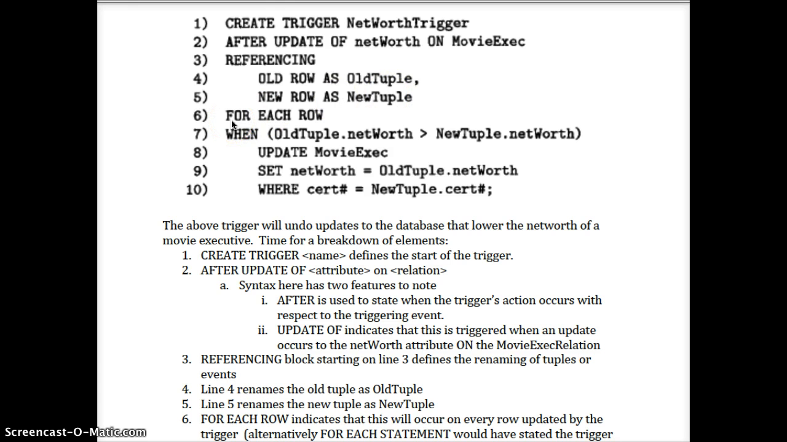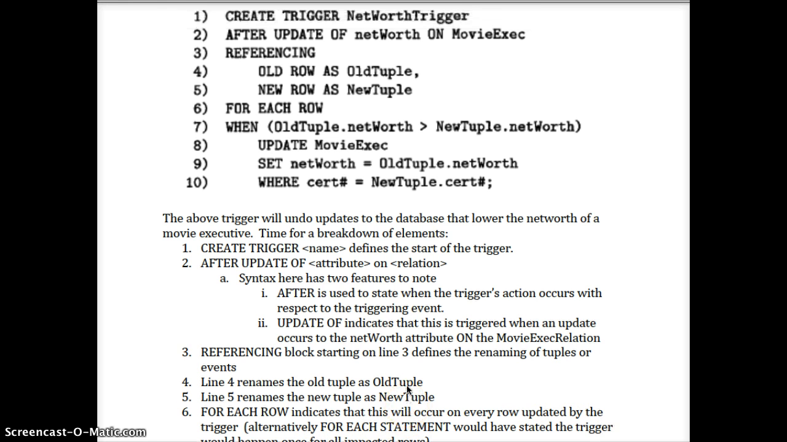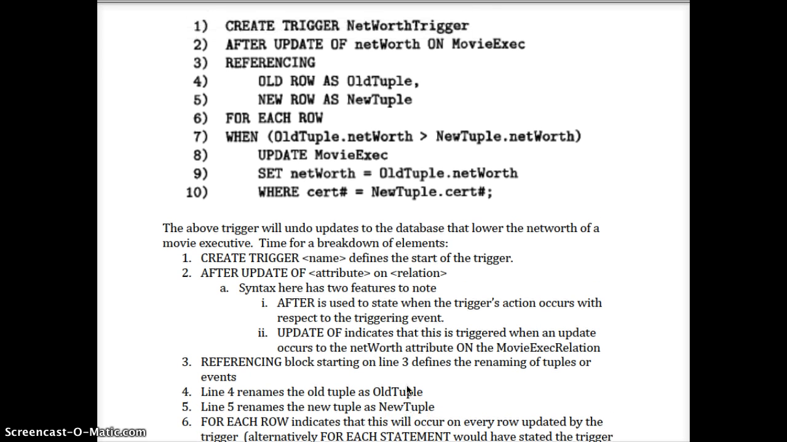Then this is going to be for each row. So for each row indicates that this will occur on every row updated by the trigger. Alternatively, for each statement would have stated the trigger would happen once for all impacted rows. So in this case, what that means is if I do an update and it impacts 5 rows, then for each of those 5 rows, it's going to do the check and then the response if the check passes.